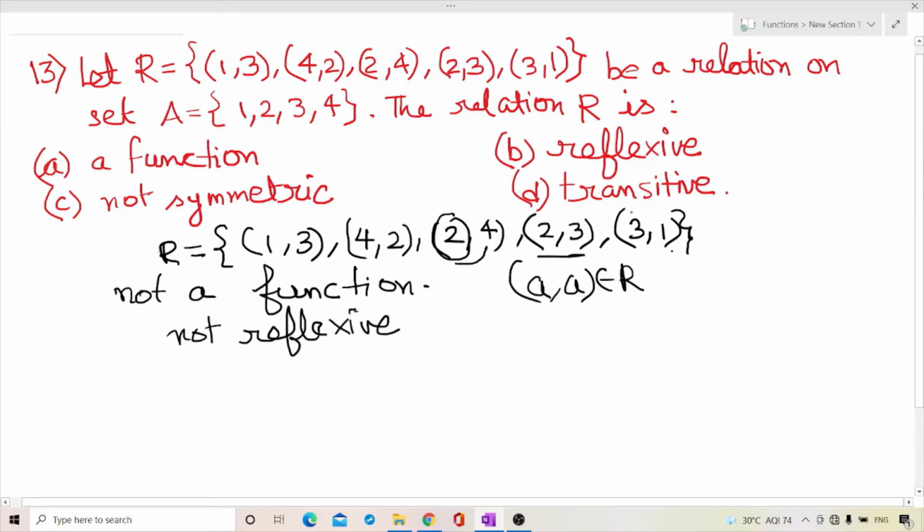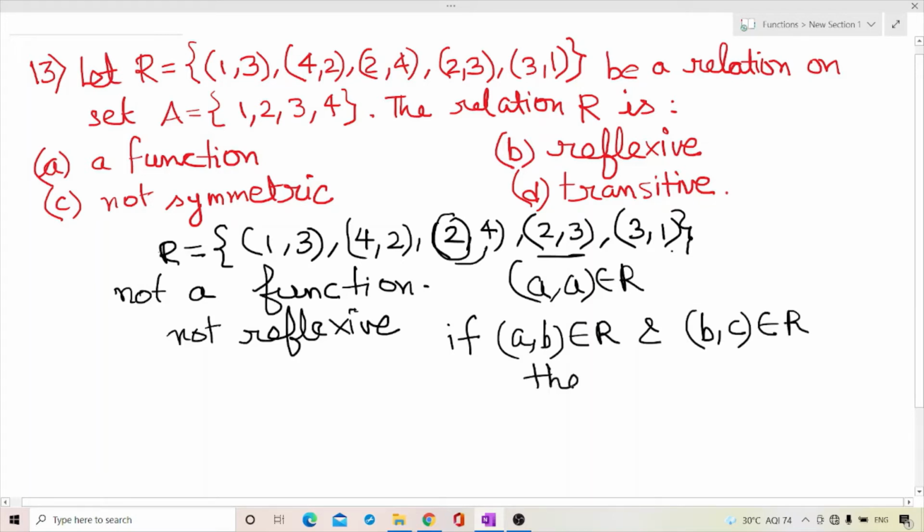Now for transitive, we have: if (a, b) belongs to R and (b, c) belongs to R, then (a, c) must belong to R. Then only the relation R will be transitive. So here I can see that none of that condition is satisfied.